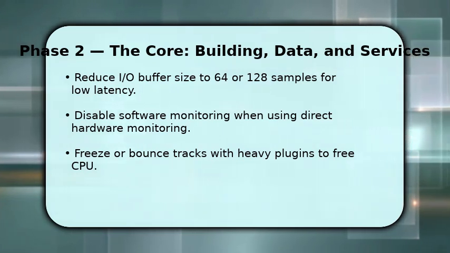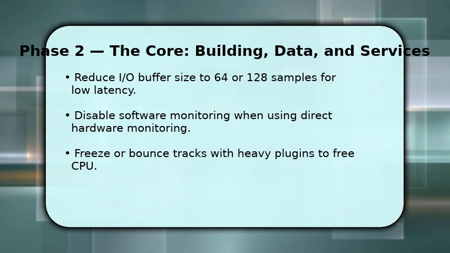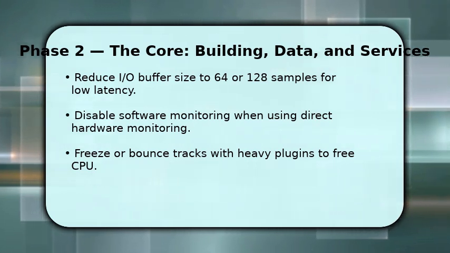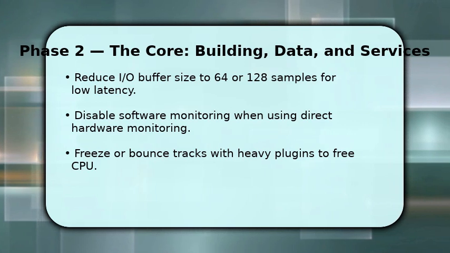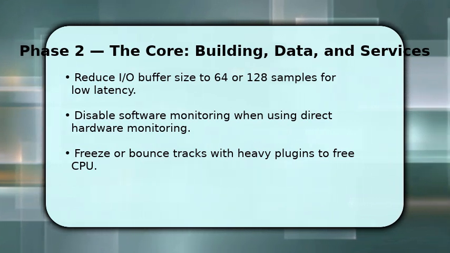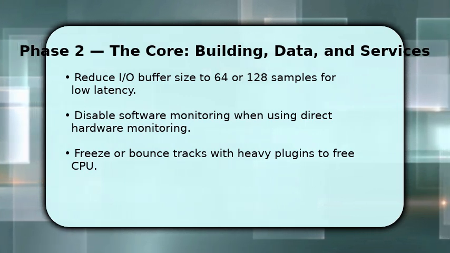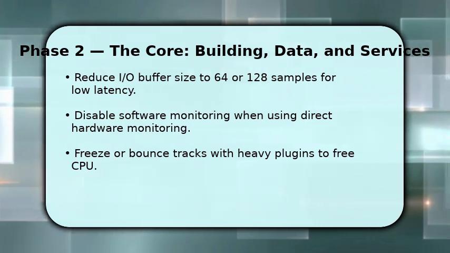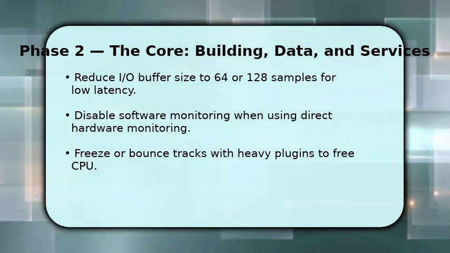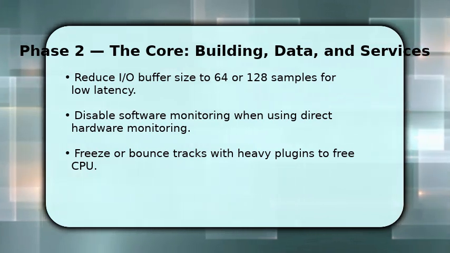Open GarageBand preferences, navigate to audio/MIDI, and lower the I/O buffer size to 64 or 128 samples for live playing. Smaller buffers reduce latency but increase CPU load. If your interface offers direct hardware monitoring, disable GarageBand software monitoring to avoid double buffering.